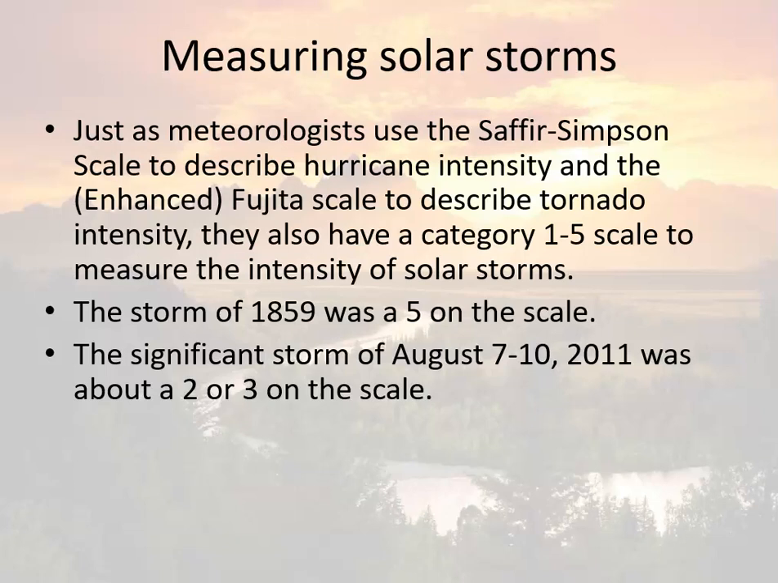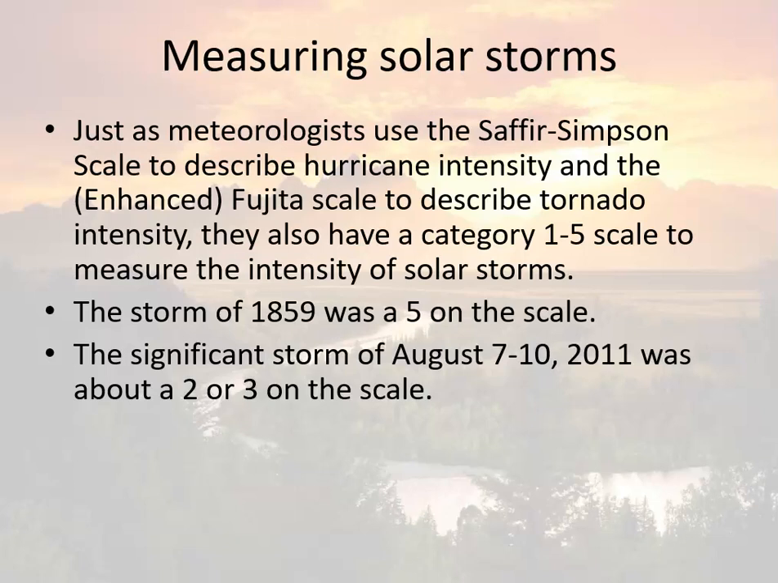Now, there was a fairly significant storm from August 7th through 10th of 2011 that was about a 2 or 3 on the scale. It got a lot of press coverage, and there was a big worry about it. It could potentially do something to Earth's power grid, but it was nowhere near the event of 1859. If the event of 1859 occurred today, it would be catastrophic damage and results throughout the world. For example, North America would be entirely without power probably for a couple of weeks or so, and parts of North America would be without power for at least months.